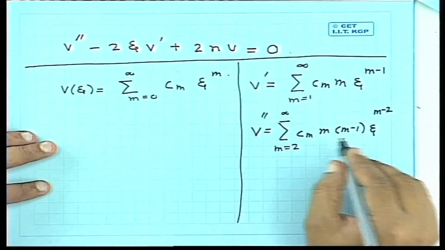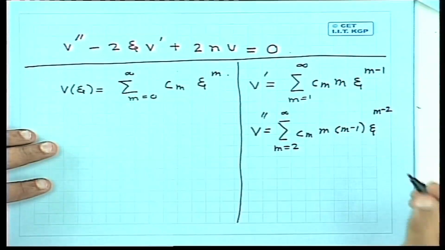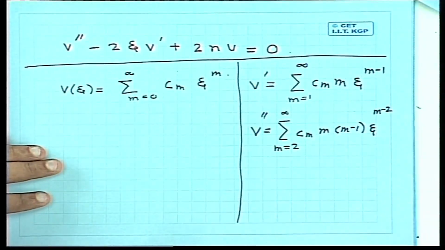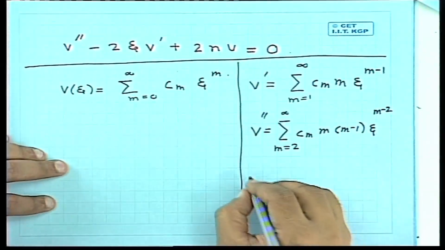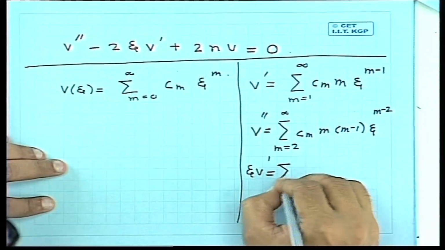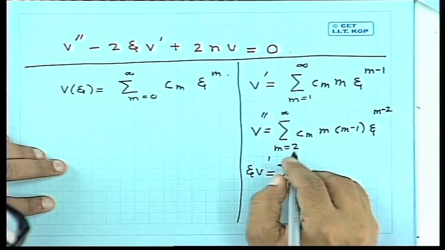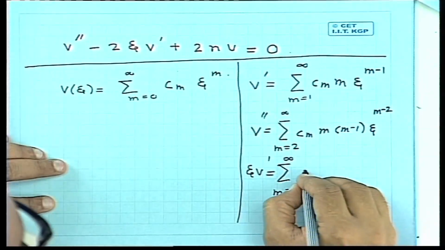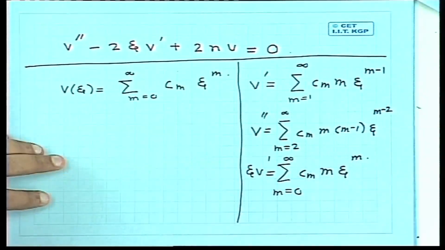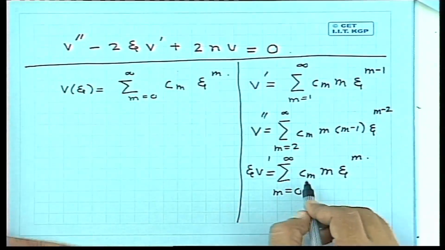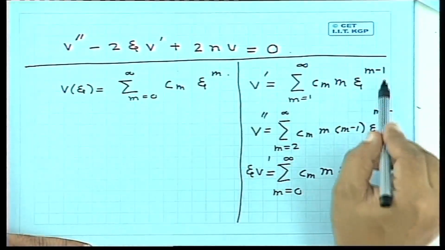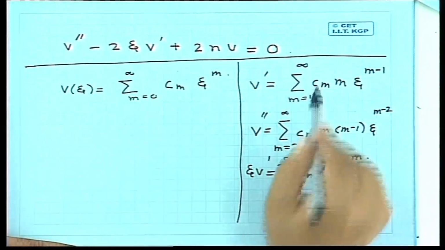So, Cm into m into m minus 1 into xi to the power of m minus 2. So, we know what is v prime, what is v double prime. Now, if we calculate xi v prime, which is what we need here, this is equal to summation m equal to 0 to infinity Cm into m into xi to the power of m. The m equal to 0 term is 0, as we expect, because we get this by just multiplying by one factor of xi.